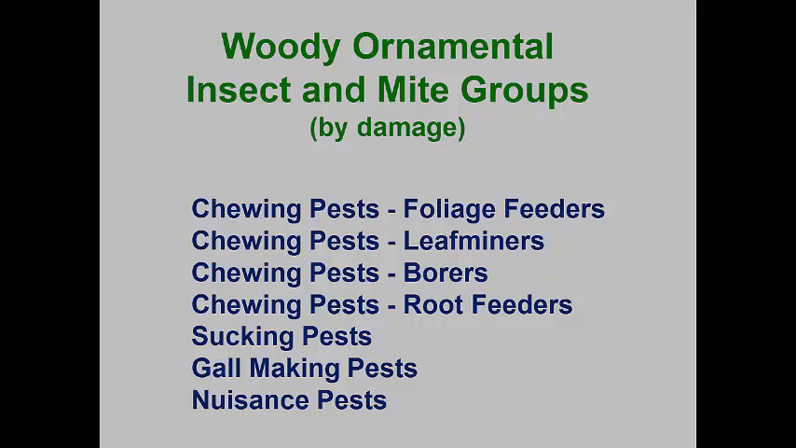We also have to pay attention to the special group of insects and mites that force plants to make galls in which the pests live and or obtain their food. And, as just discussed, we have the nuisance pests that are using ornamental plants for food or habitat, but don't really damage the plants. Let's take a closer look at some of these categories.